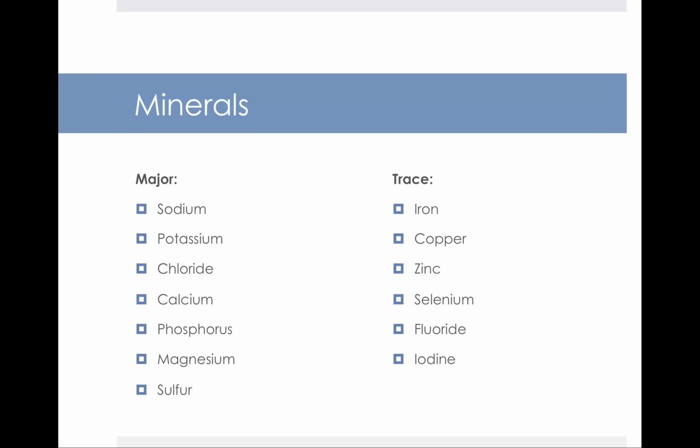Here is the classification of the major and the trace minerals that we will cover in this course. The major minerals are sodium, potassium, chloride, calcium, phosphorus, magnesium, and sulfur. And the trace minerals that we will look at include iron, copper, zinc, selenium, fluoride, and iodine.